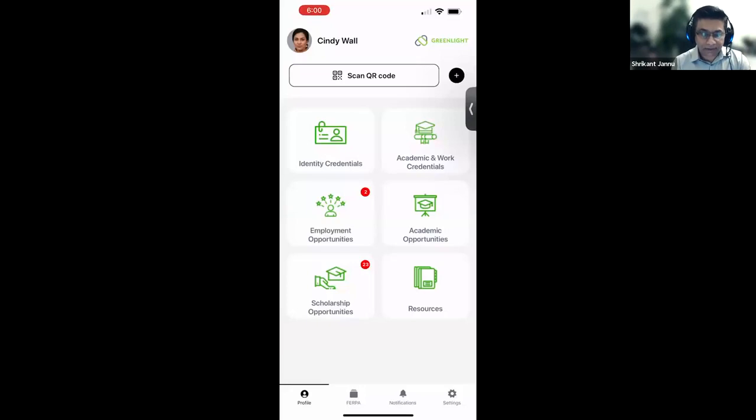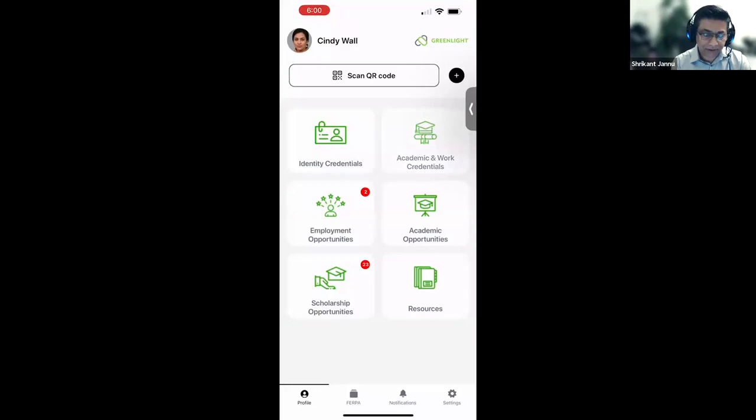So what you're seeing now on the screen is our Greenlight Credential Wallet application. It's available in the iOS and Android app stores to students at our partner institutions. So the way it's laid out is you can see the goals of our company are easy to understand by the layout of the application. As I mentioned, we want to connect students to employment, educational, and scholarship opportunities. And they do that through access to their academic and work credentials.